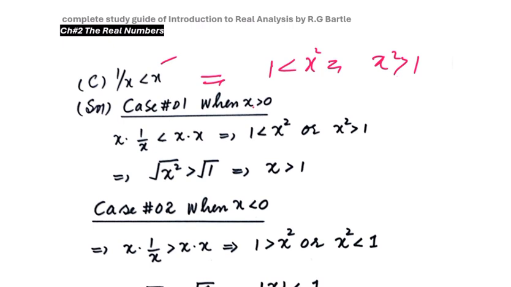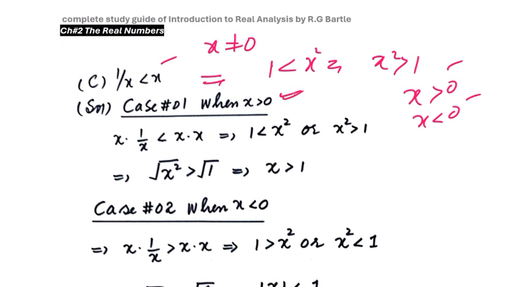So the first mistake is that they do not consider both cases, because here it is understood that x is non-zero. X cannot be 0 here, but it is possible that x is greater than 0 or x is less than 0. X is either positive or negative. So we will consider both of the cases.